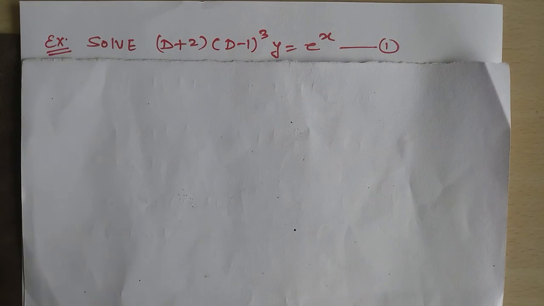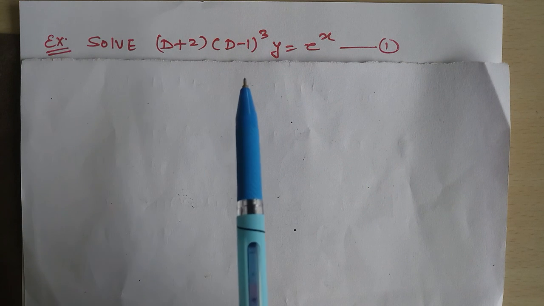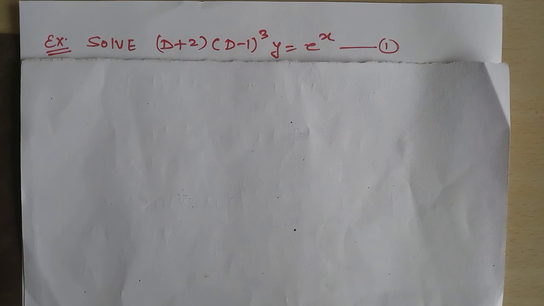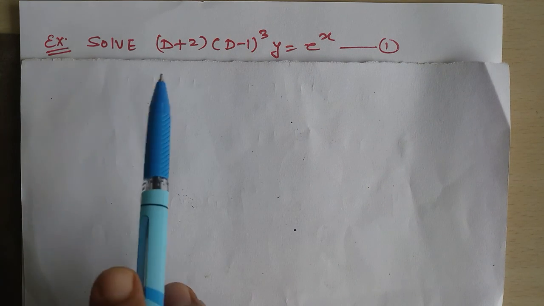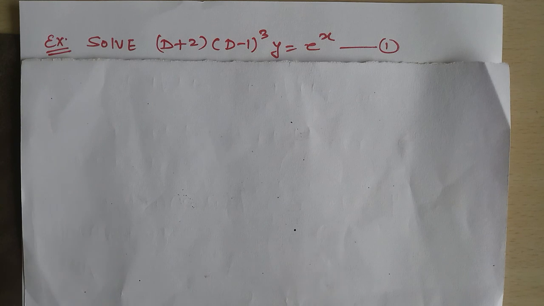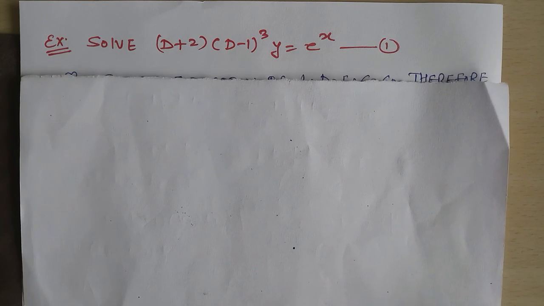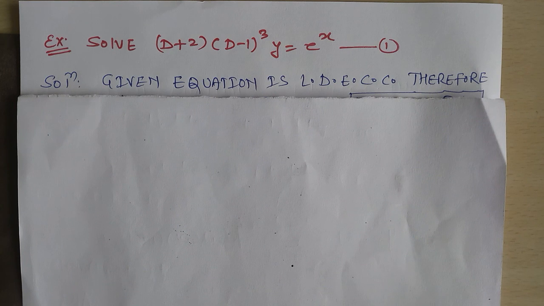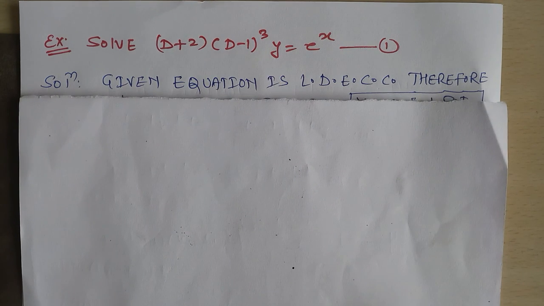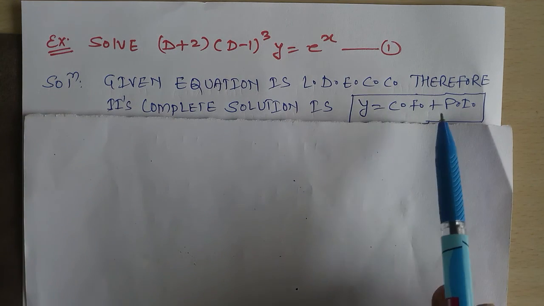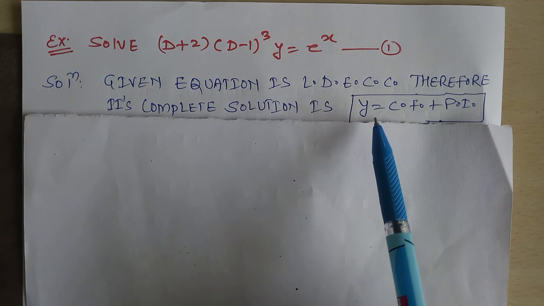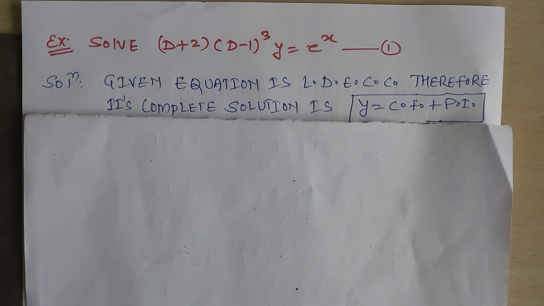Next example is: solve (D plus 2) into (D minus 1) whole cube y equal to e raised to x. So this is clearly a linear differential equation with constant coefficients, and therefore its solution is y equal to CF plus PI. The solution of LDCC is y equal to CF plus PI.